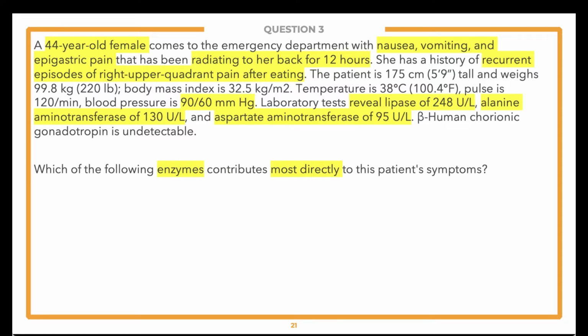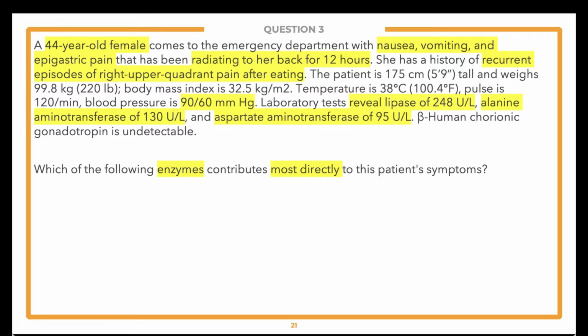Okay, there's some classic, very non-specific, but the epigastric pain radiates to her back. That's a buzzword. And they've been having recurrent episodes of right upper quadrant pain after eating. So prior to all this happening, she was having this right upper quadrant pain, and then got this pain in the belly that goes to the back.